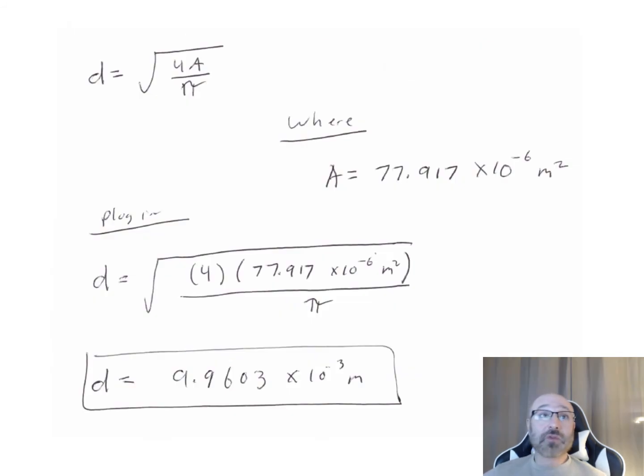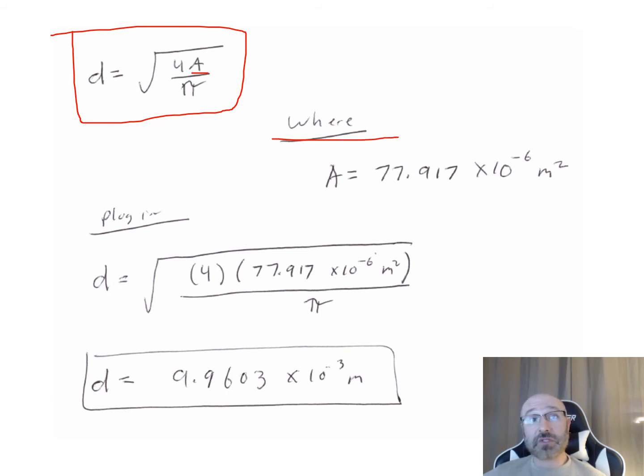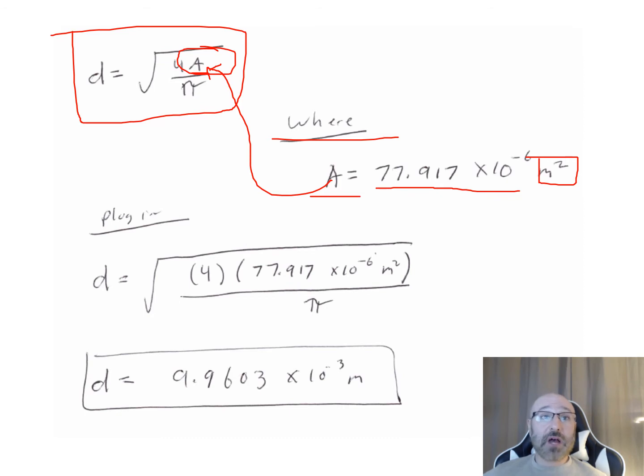So now that I have this relationship so I can solve for diameter based upon my area, I can go ahead and plug in that area that I solved for previously. So over here, my area A is equal to 77.917 times 10 to the negative 6, in units of meters squared. So I'm still in meters, which is good. Plug this value in for that A term, and go ahead and solve it out. So 4 times my area value divided by pi. Plug that in, take the square root of it. Again, your choice: do this on a calculator, put this into MATLAB, Excel, Python, whatever your choice is.